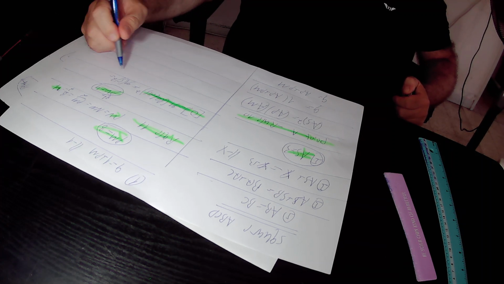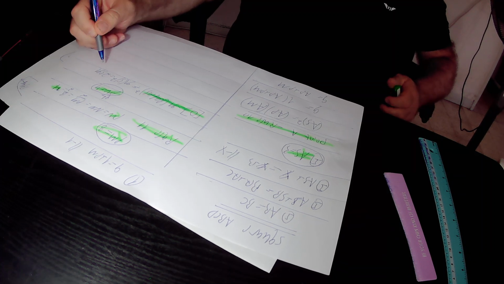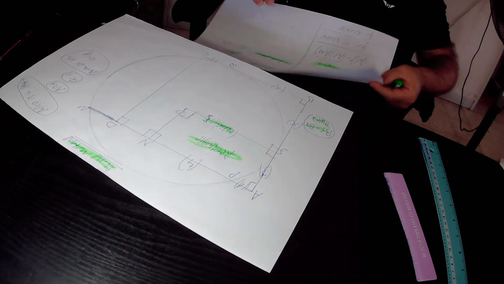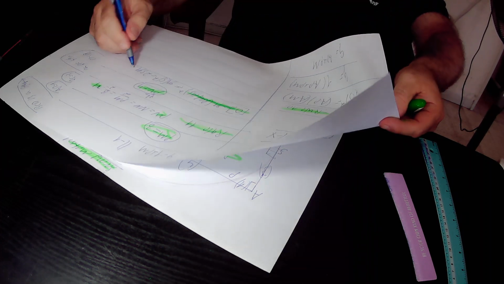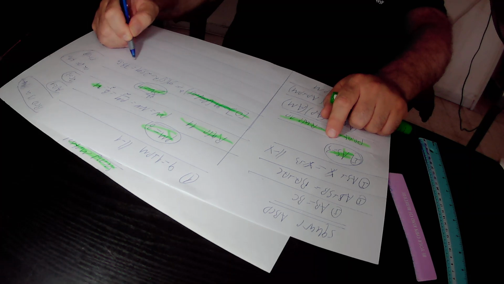5 squared is 25, and therefore in total this expression equals 25 pi. So in total, we find that the area of the circle equals either 25 pi square units, or in terms of numbers, it equals 78.54 square units.